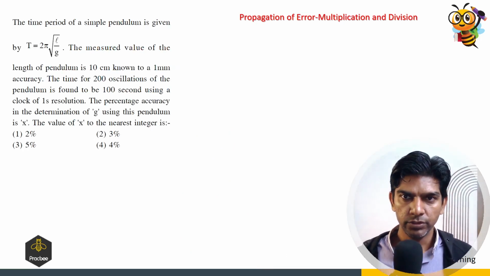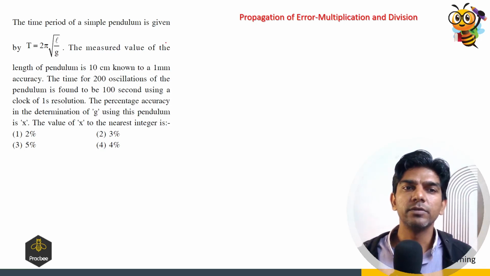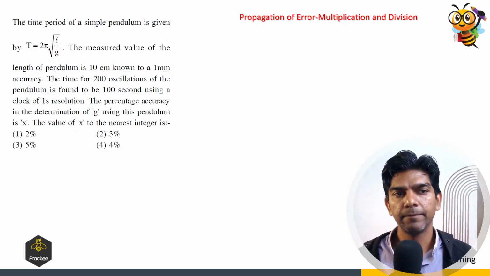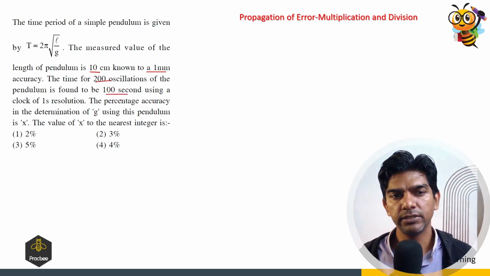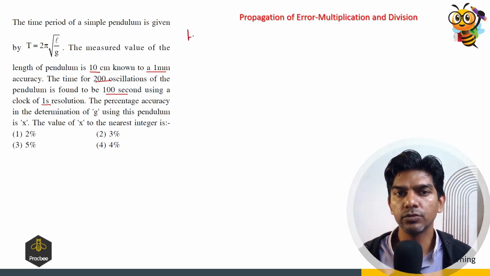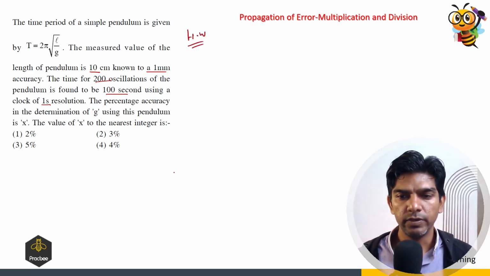Now let us see this question. Based on the same problem type, the time period of a simple pendulum is given by this formula. The measured value of the length of the pendulum is 10 centimeter, error is 1 millimeter, and the time for 200 oscillation of the pendulum is found to be 100 seconds, using the clock of 1 second resolution. The percentage accuracy in the determination of G. This question is exactly similar to last question, so I'm keeping this question as homework. So when we try to solve this, you will get option 2 as the answer.